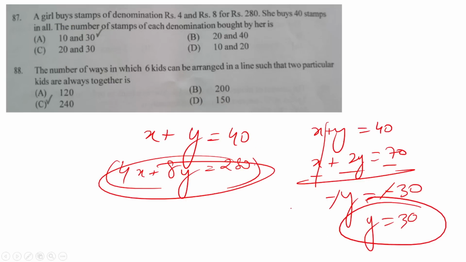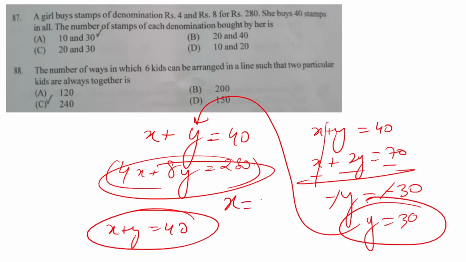To solve for x, x plus y equals 40, so x will be 10. So x is 10 and y is 30, and option A is the correct answer.